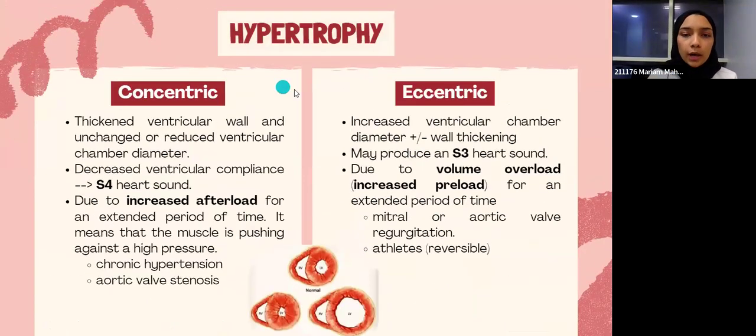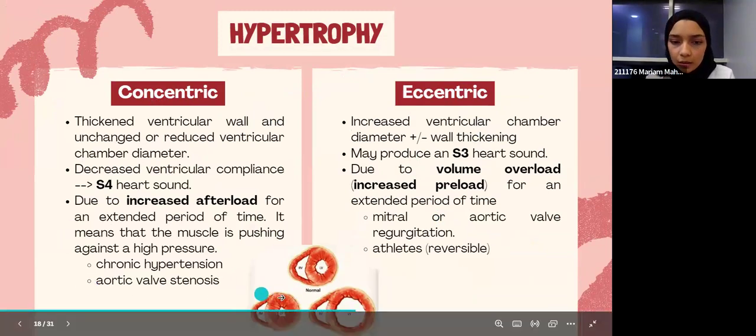Right. So now for the hypertrophies. There is concentric hypertrophy and there is eccentric hypertrophy. Concentric is when the ventricular wall is thickened. So here you can see in the picture, the ventricle is thicker. It can affect the ventricular chamber diameter, or it can't, or maybe it can be normal.